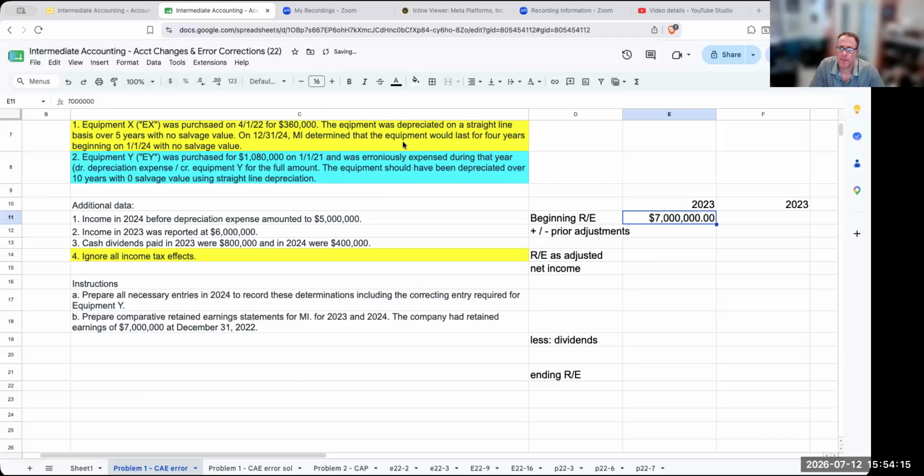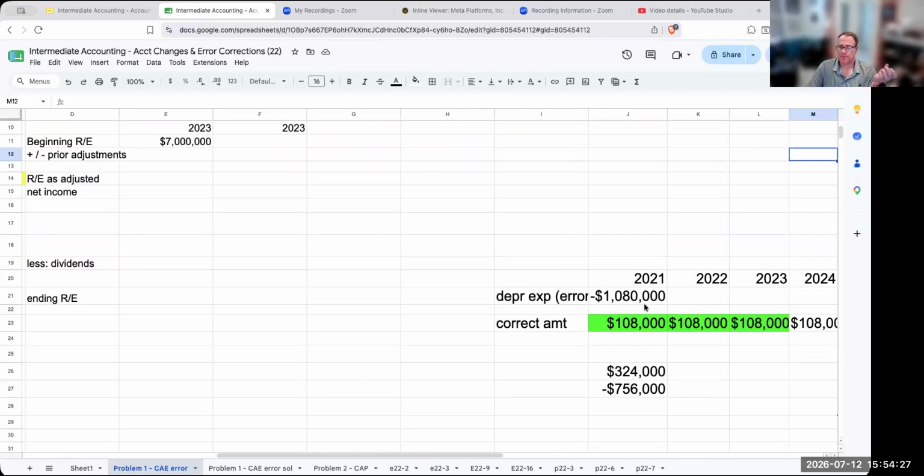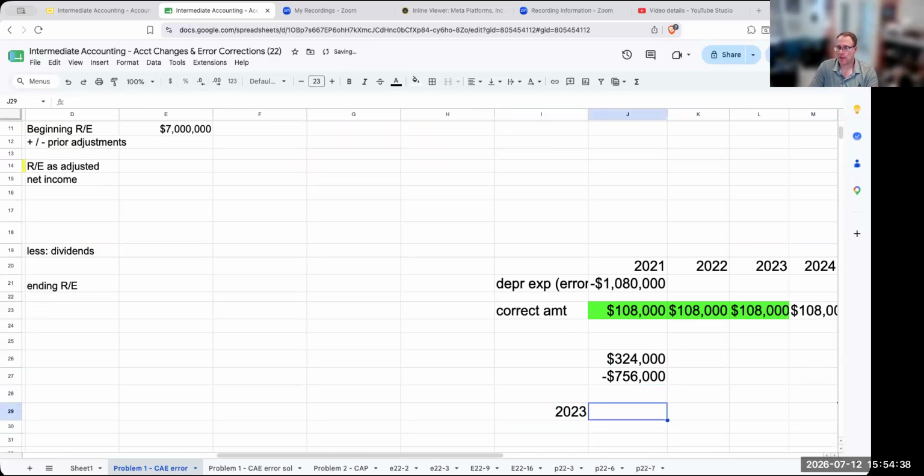Okay, now what are going to be my prior adjustments? Again, I'm not taking into effect the tax considerations. As of 2023, the adjustment is not going to be 756, because this was what we did as of 2024. So as of 2023, what would be the adjustment to retained earnings?